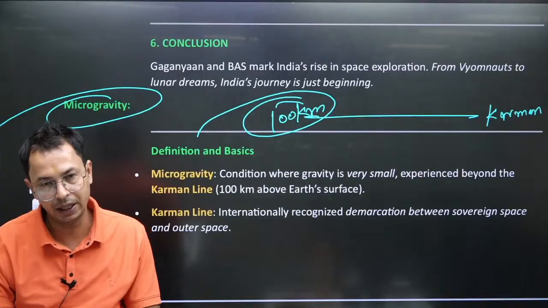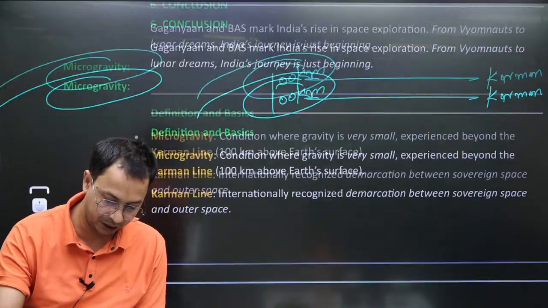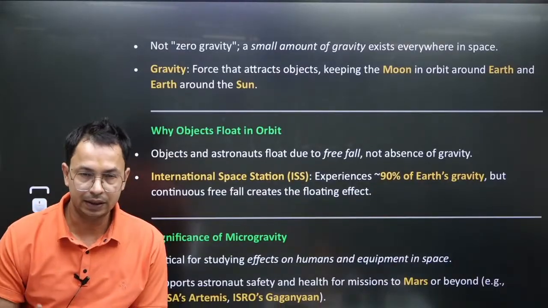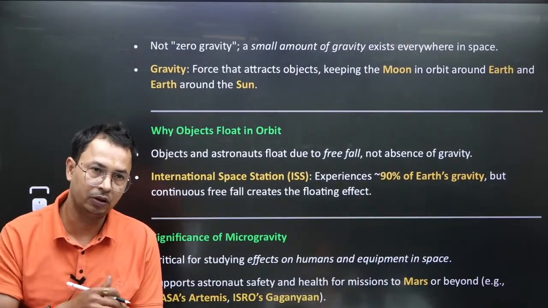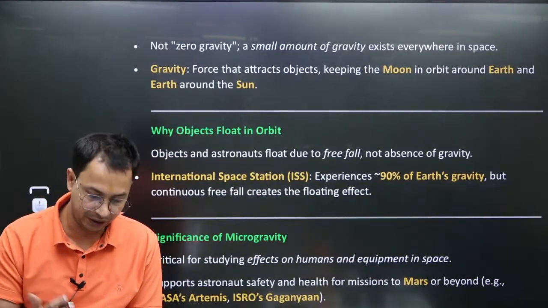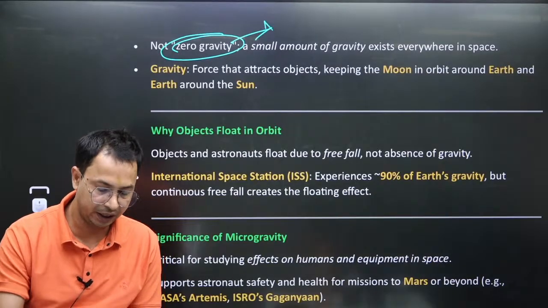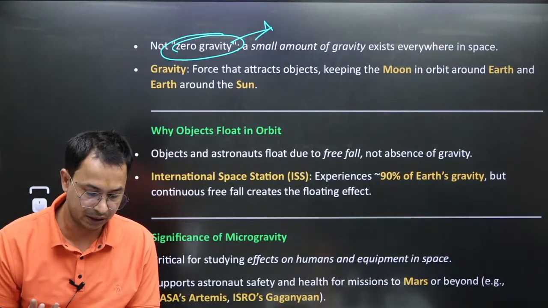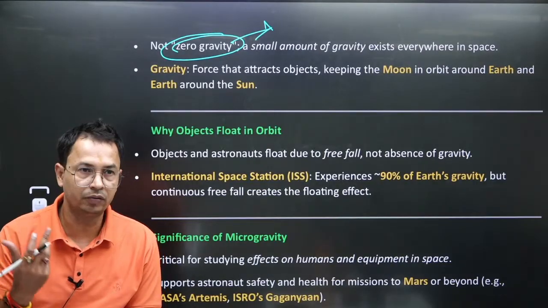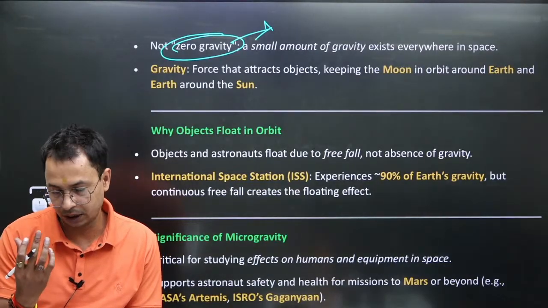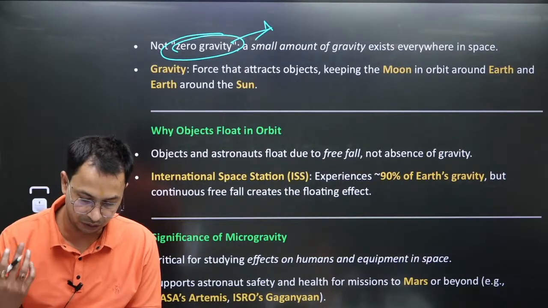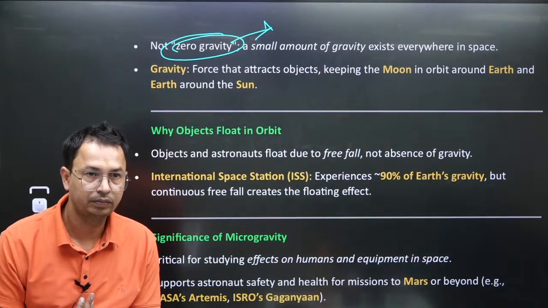And above the Karman line we have microgravity. Microgravity does not denote that there is zero gravity, because there is nowhere in the universe where we have zero gravity, as the force of gravity works to infinite distances. And that is why, because of gravity, the earth is revolving around the sun. Because of gravity, the moon is revolving around the earth.